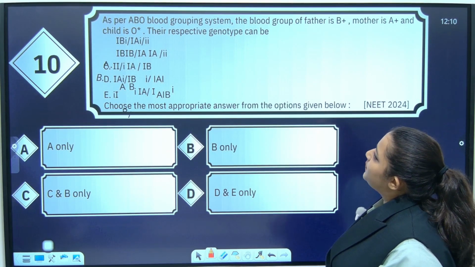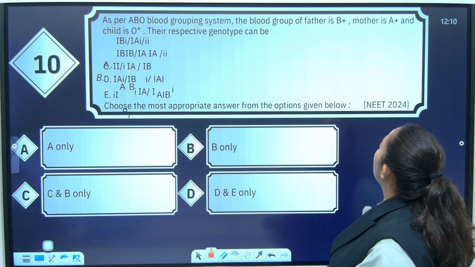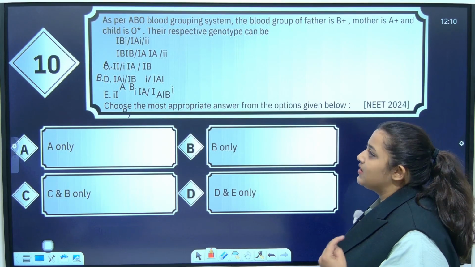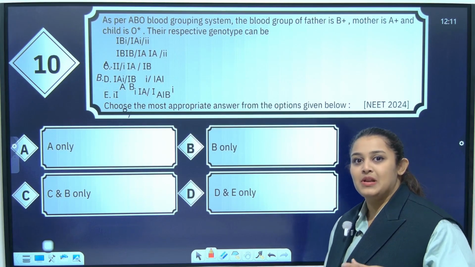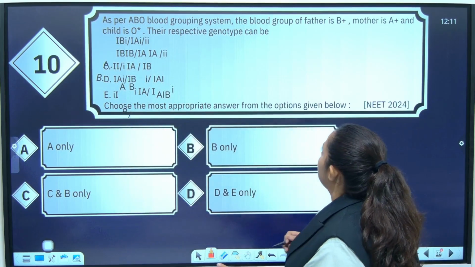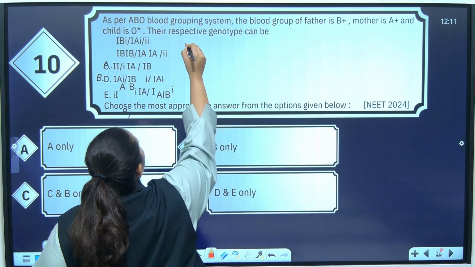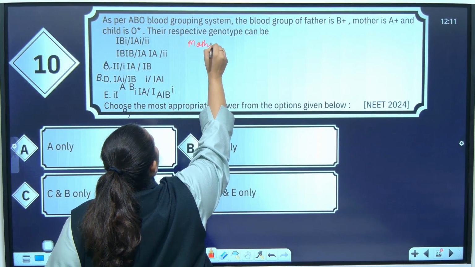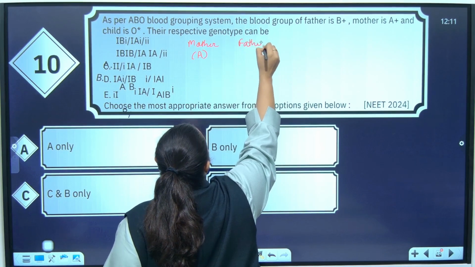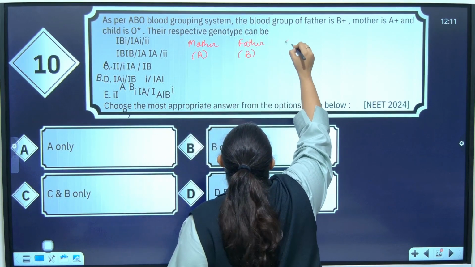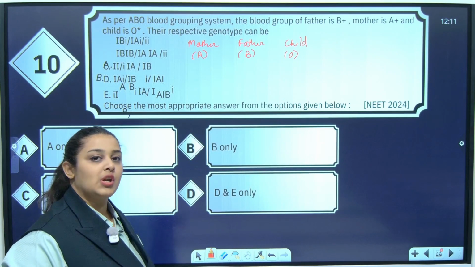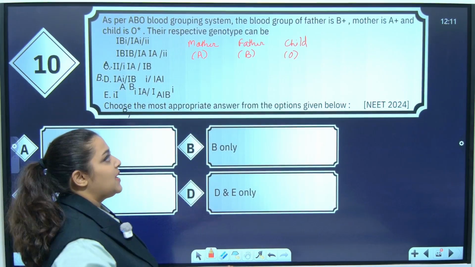Next one. As per ABO blood grouping system, the blood group of father is B positive, mother is A positive, and child is O. The respective genotypes can be. We've solved a similar question. Though over here there's a lot of jumble, but we'll still go for the answer. Mother has A blood group, father has B, and the child has O. In the previous one we had confusion, but in this you cannot have. Let's make it easy for you.